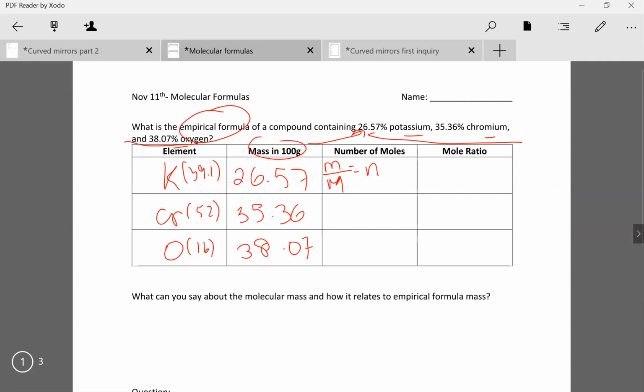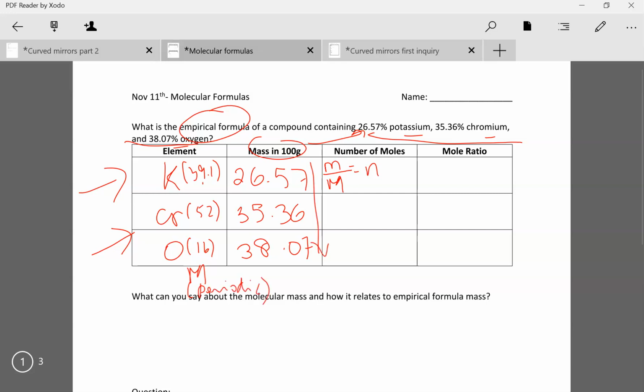But essentially, the first question that we did was a review of empirical formula calculations. If you have doubts about this, view my empirical formula video. Basically, we take the elements. These are the molar masses of the elements from the periodic table.